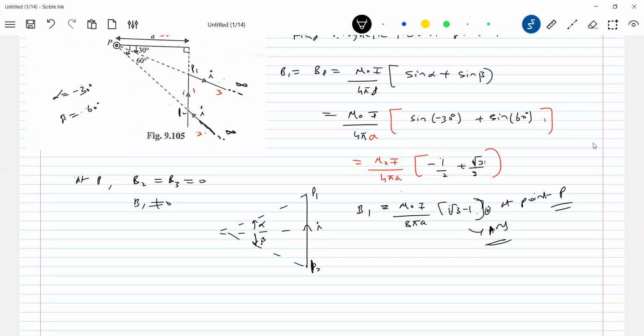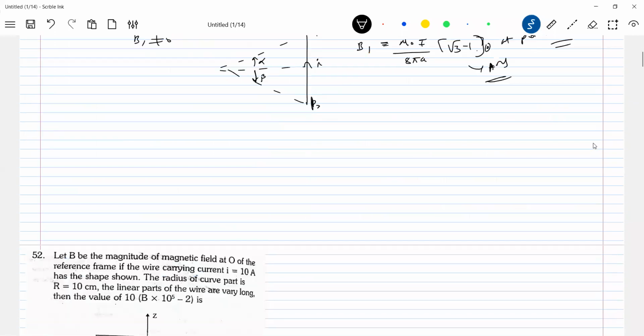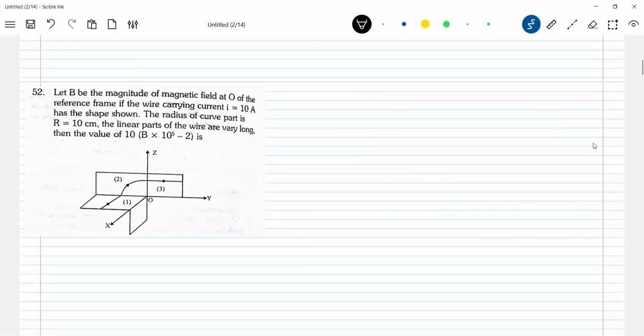What about direction? Direction should be out of the plane. Upper end, no? P1, P2. I just made a correction, just do notice. I take the next one.